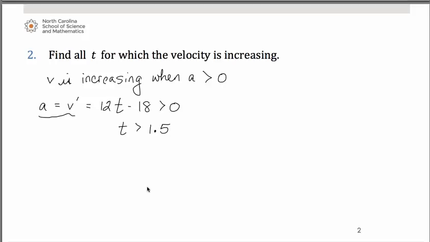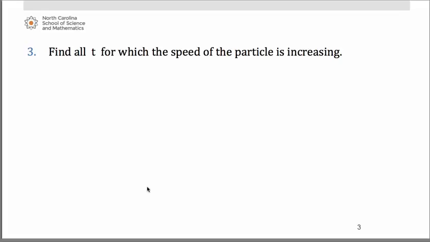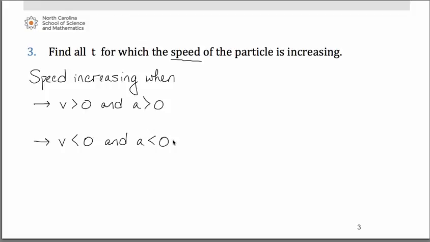Let's take a look at another question. Now we want to find the time values for which the speed is increasing. We have very specific rules for this. Remember, speed is going to be increasing when the velocity and acceleration are both greater than 0, or when velocity and acceleration are both less than 0. So we essentially have two problems to solve, and we can solve this graphically as well.